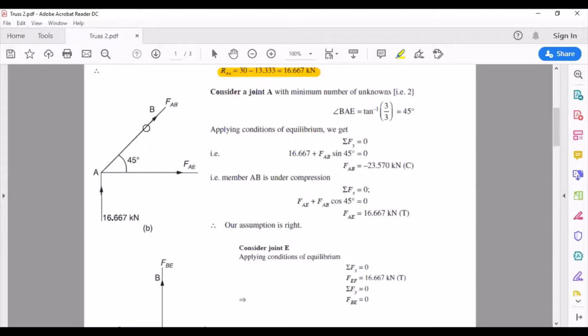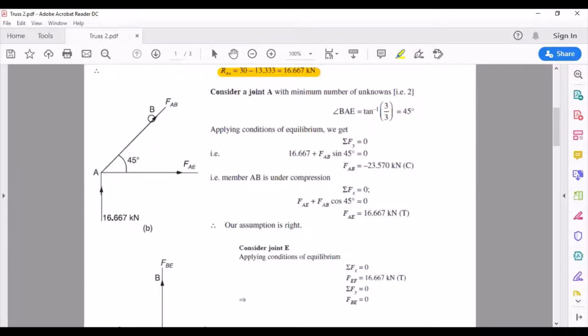There are 3 forces here, in which one is horizontal, one is vertical, and the other one is inclined. So the inclined one will have components, one horizontal component and one vertical component. So in this joint, we have 2 horizontal forces and 2 vertical forces. First, sigma Fy: 2 vertical forces, which are those? 16.67, which is acting upwards, is positive.